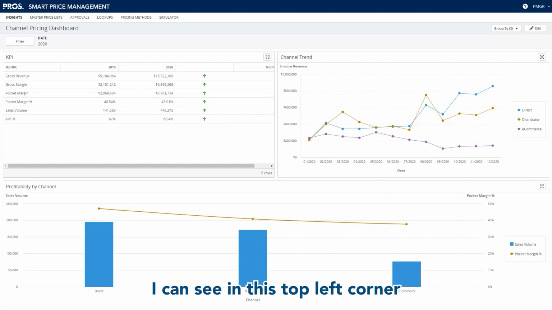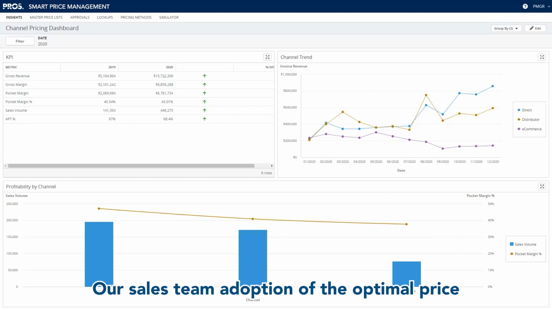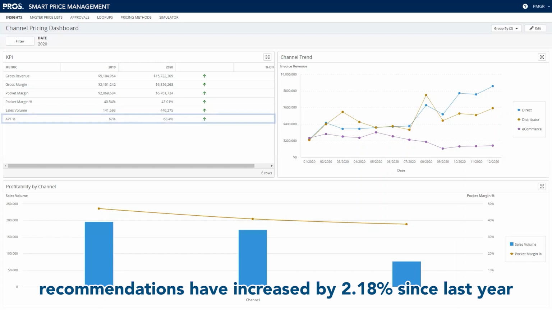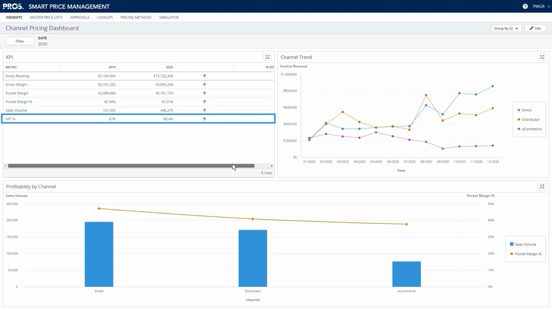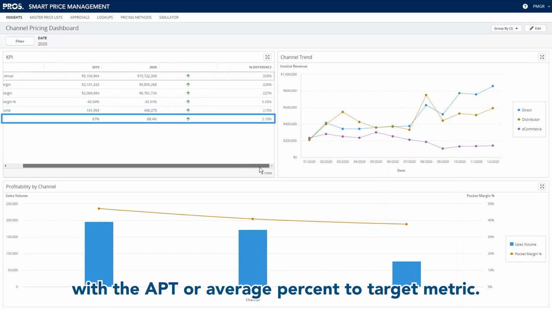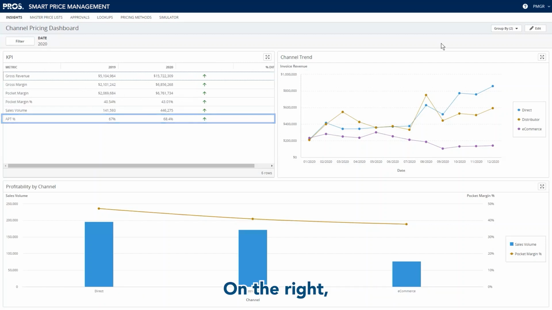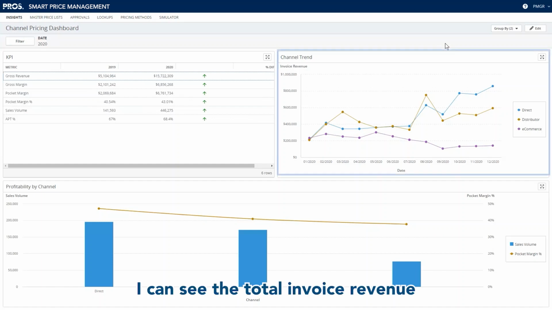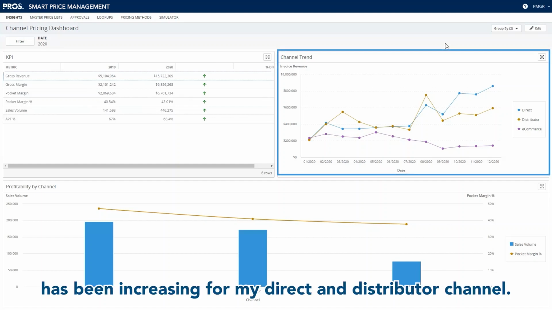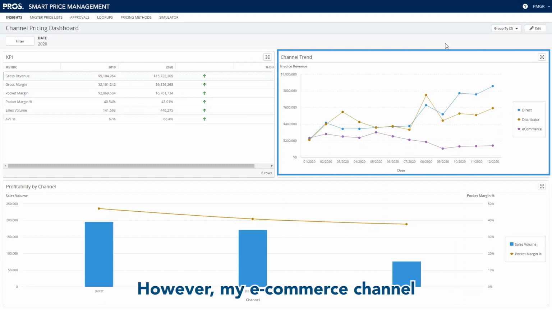I can see in this top left corner all of my key performance indicators. Our sales team adoption of the optimal price recommendations has increased by 2.18% since last year, as seen here with the APT, or average percent to target metric. On the right, I can see the total invoice revenue has been increasing for my direct and distributor channel. However, my e-commerce channel has been staying relatively flat.